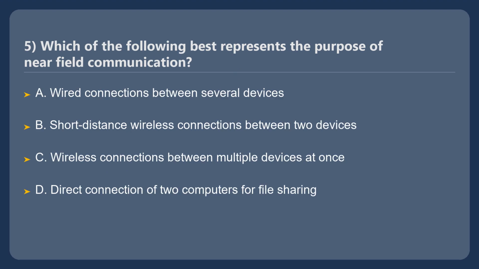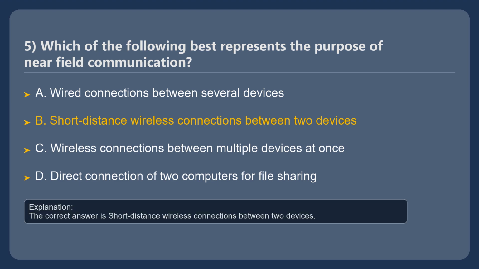Question 5. Which of the following best represents the purpose of near-field communication? Option A, wired connections between several devices. Option B, short-distance wireless connections between two devices. Option C, wireless connections between multiple devices at once. Option D, direct connection of two computers for file sharing. The correct answer is option B, short-distance wireless connections between two devices.